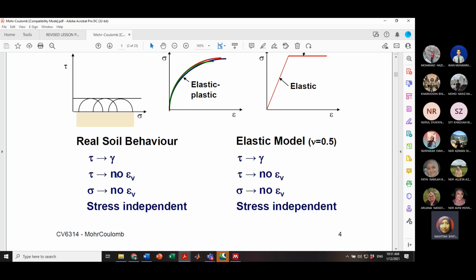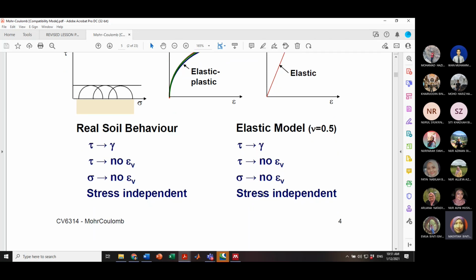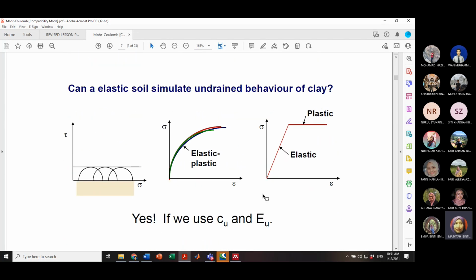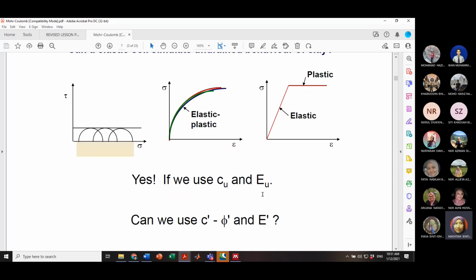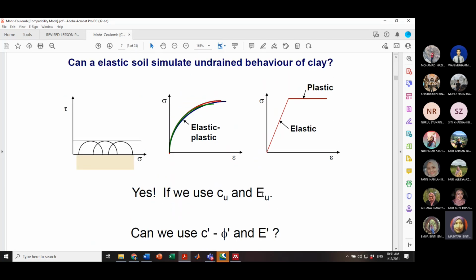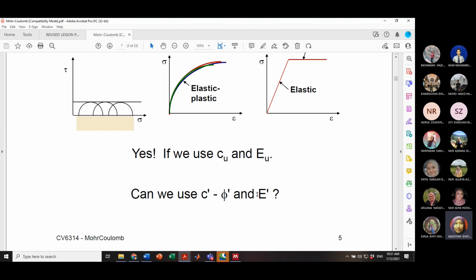And then when you apply shear stress, you produce shear stress, no volumetric strain, same goes to the MC model. If you apply normal stresses, also do not have any volumetric strain. Same also in the MC model. But how about if we want to model undrained behavior using effective strength parameters?